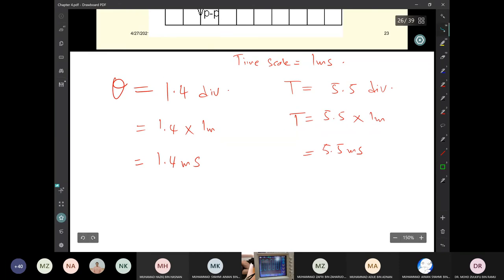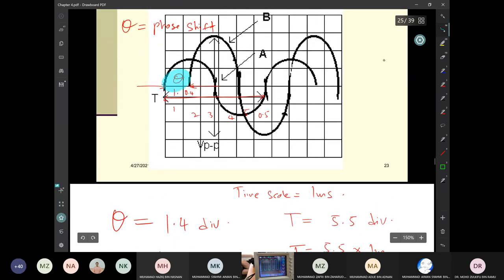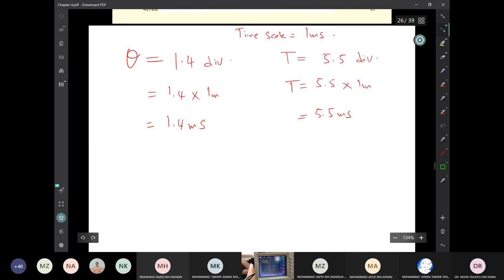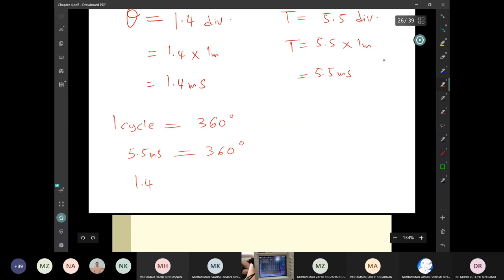Okay. So the problem is the unit is in second. Phase difference is normally measured in degree, 0 to 360 degree. One cycle is 360 degree. So how to convert time to 360? Macam mana tu? So for one cycle is 360 degree, then time for one cycle is 5.5 millisecond, equal to 360 degree. Then you have 1.4 millisecond.